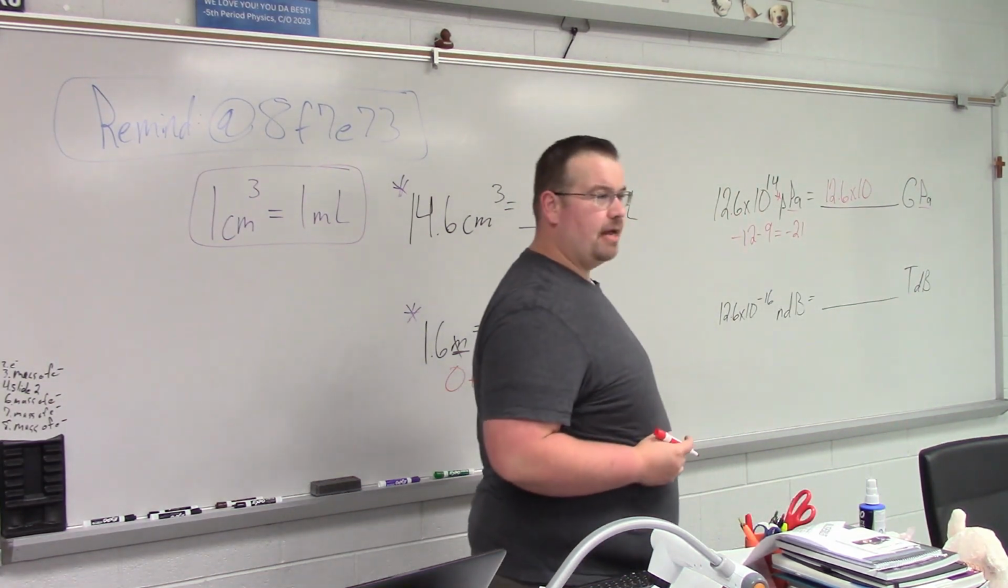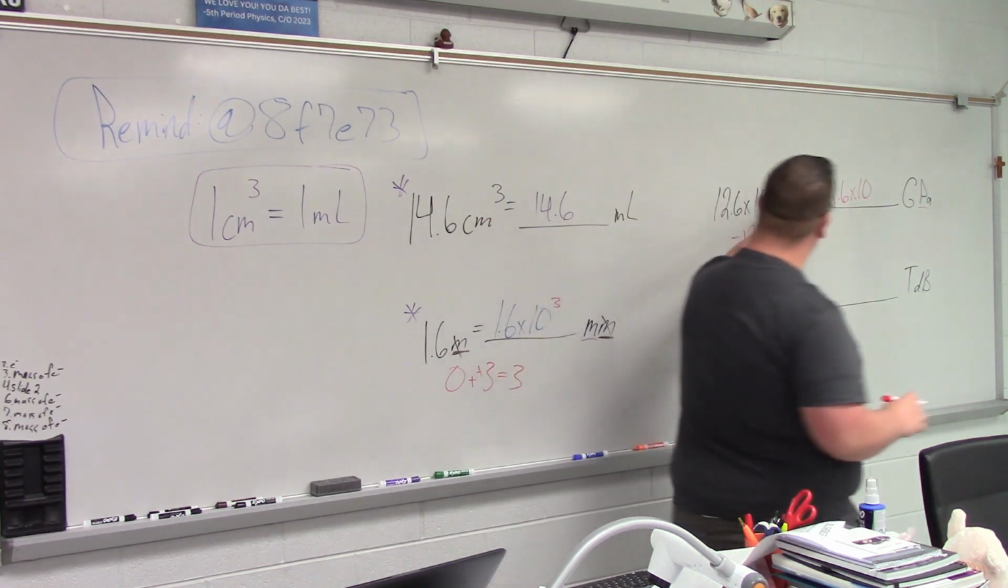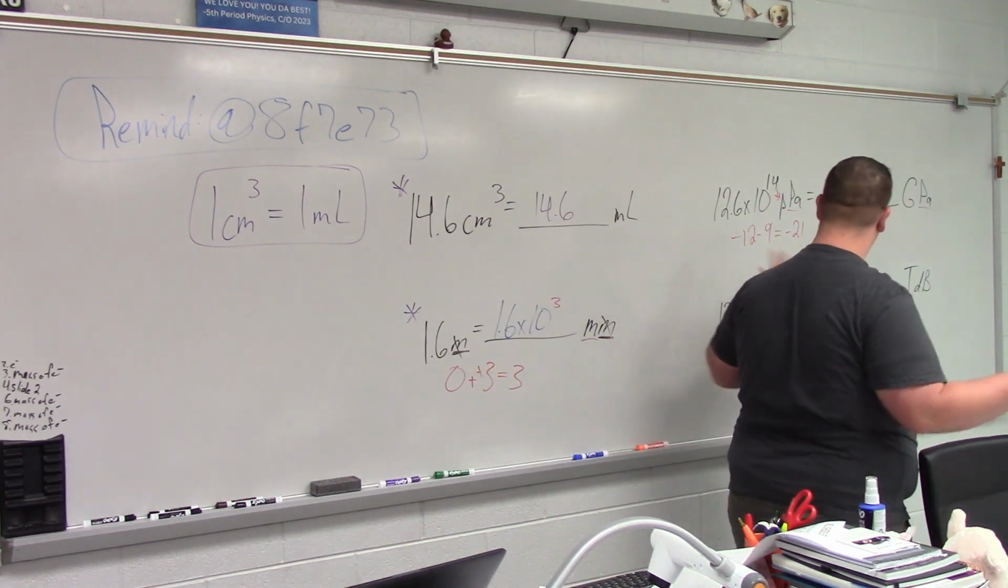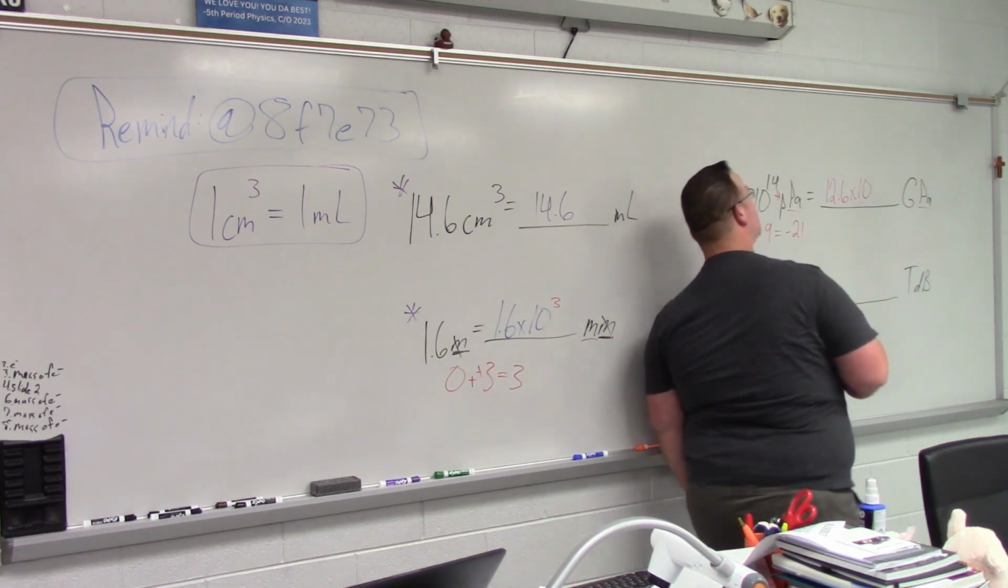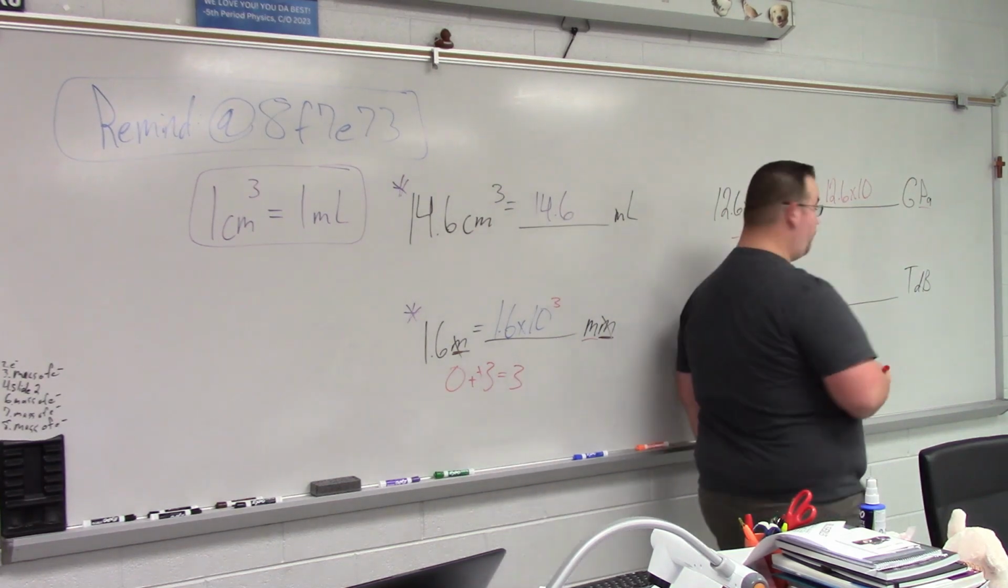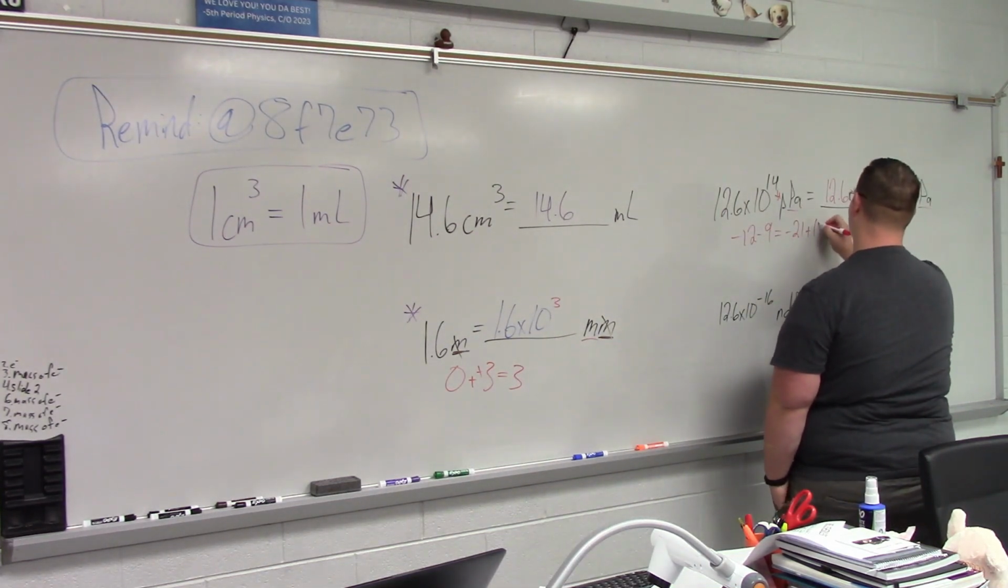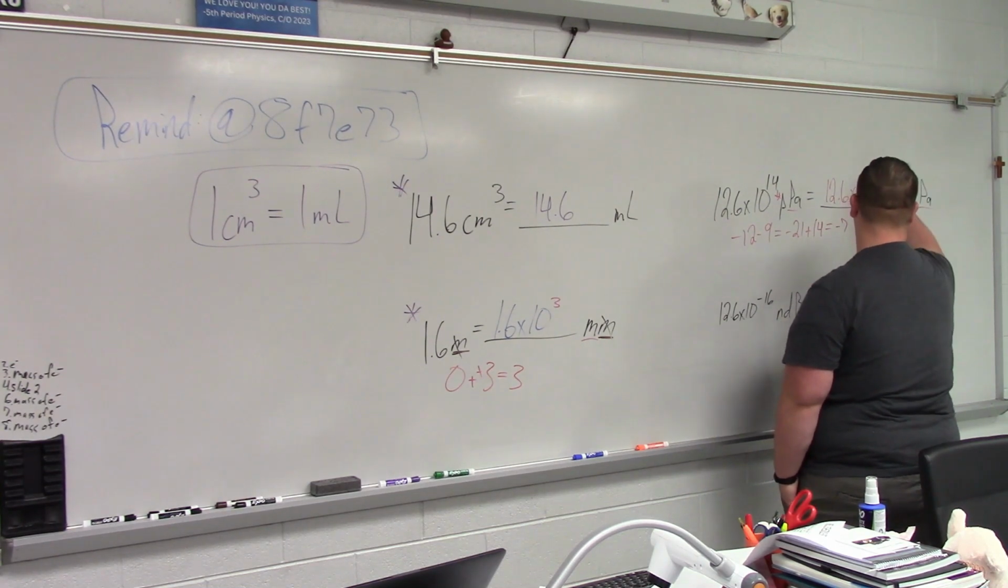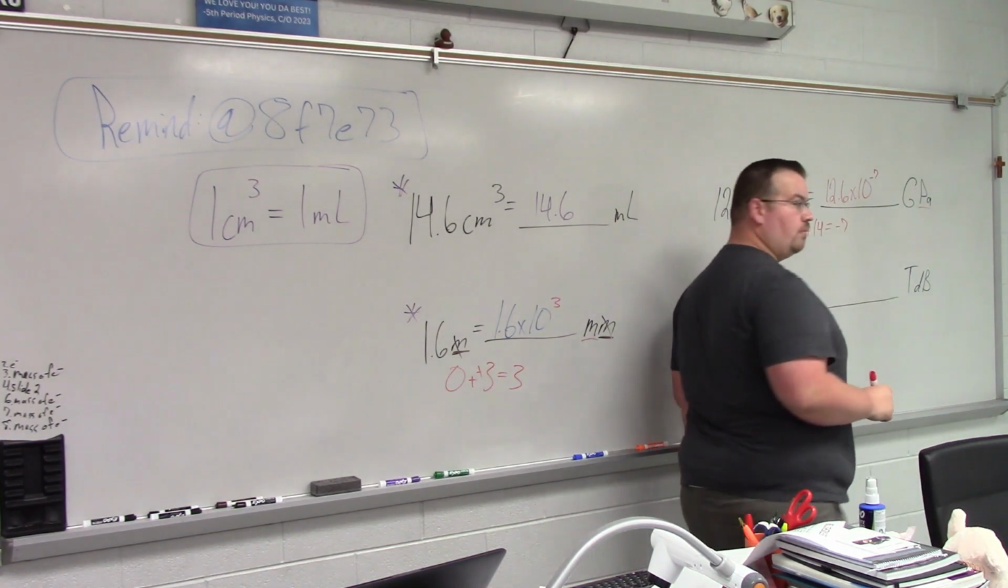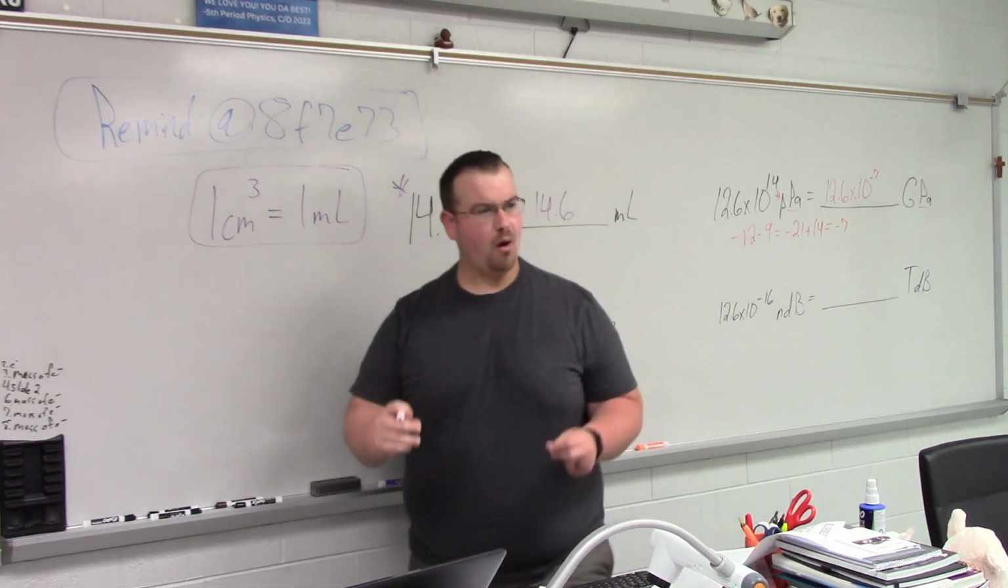All right, step 3. Do I have an exponential value on the unit? No, so I don't worry about it. Do I have an exponential value I start with? Yeah. So step 4 we add 14. Which gives me -7. Yay, boom.